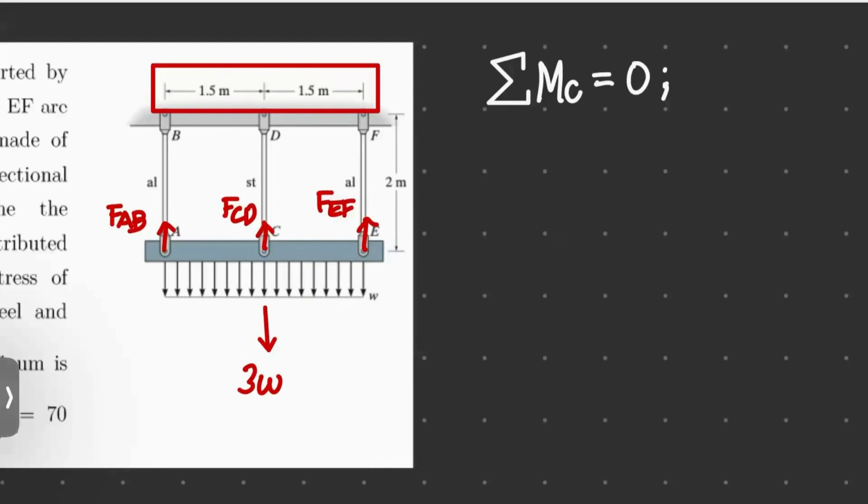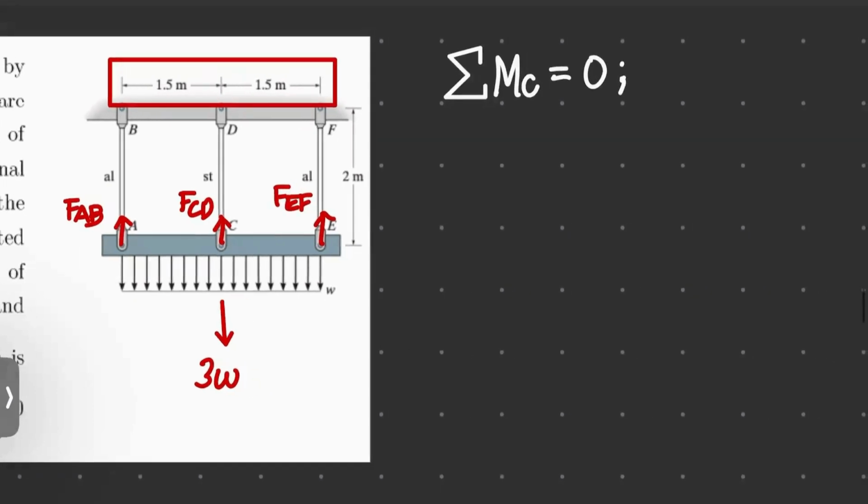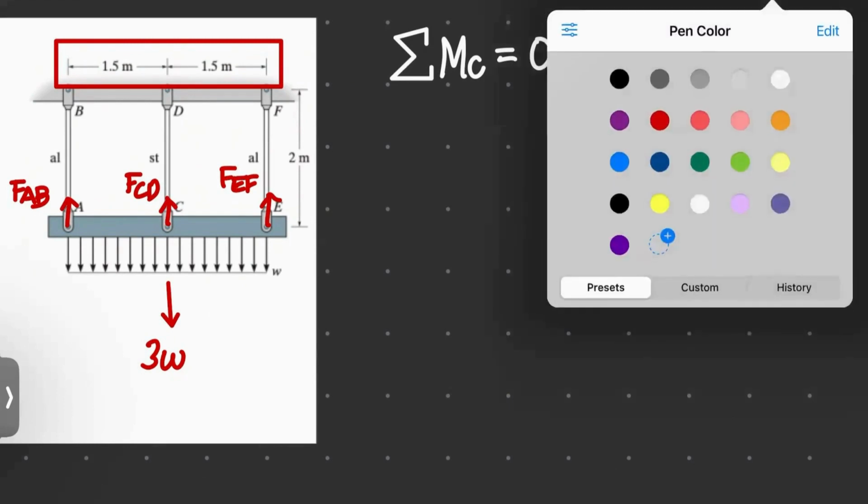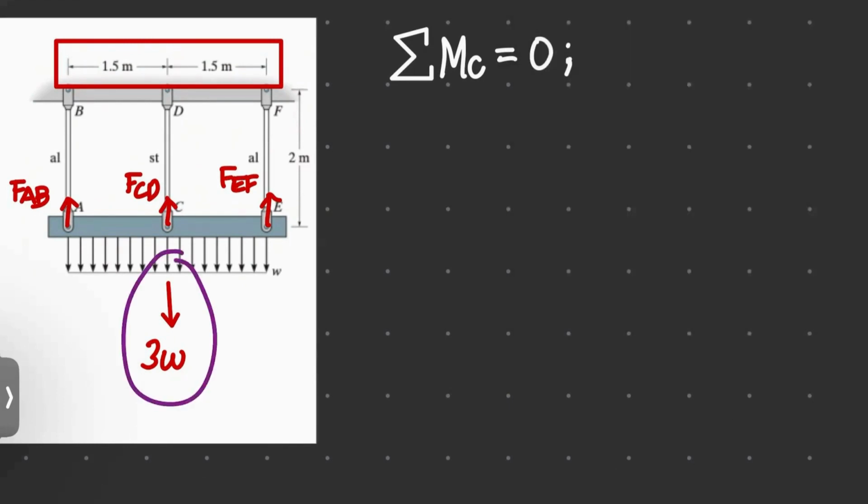So the approach here is to look at points where you can get equations that have smaller amounts of unknowns. First off, let's try this. At C, we will eliminate the effect of our 3W, and we would also eliminate the effect of our FCD. So that's perfect for getting smaller amounts of unknowns.